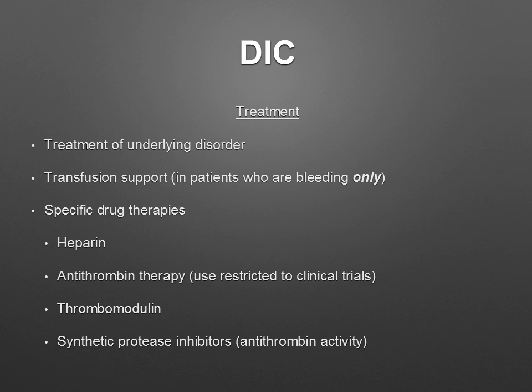Thrombomodulin makes sense. That's the endothelial surface cofactor which, when you have thrombin there, potentiates activated protein C, which is the anticoagulant. Again, trials have suggested that's maybe a good one to use, as well as synthetic protease inhibitors. And again, I'd only be using these in conjunction with a haematology consult.